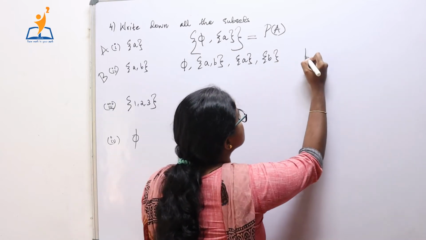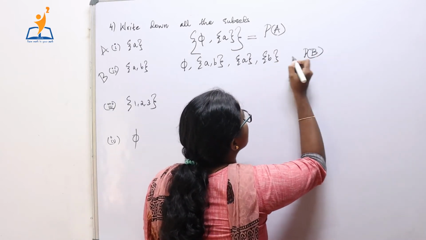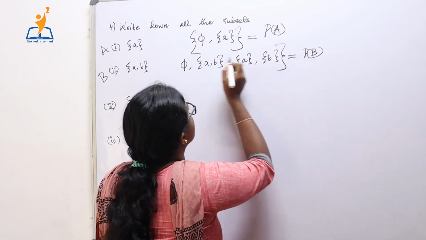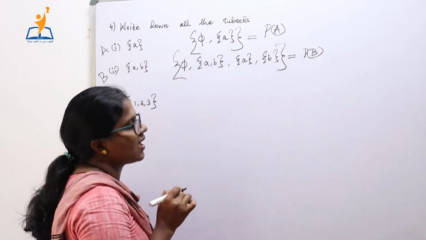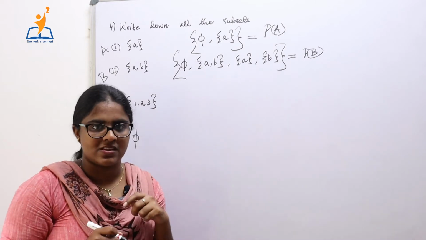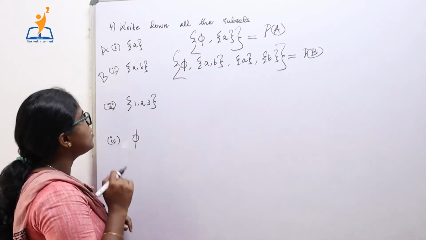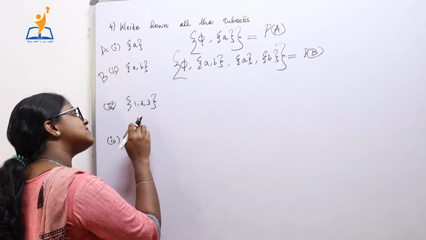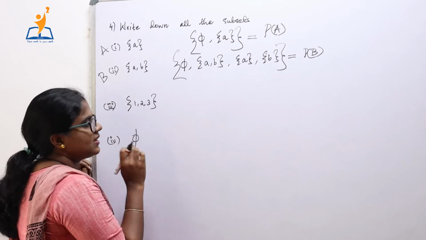And if we are asked to write the power set of B, then we have to put a set bracket here. So this is the set of all subsets of B, that is power set of B. Moving on, the third question contains 3 elements, that is 1, 2 and 3.